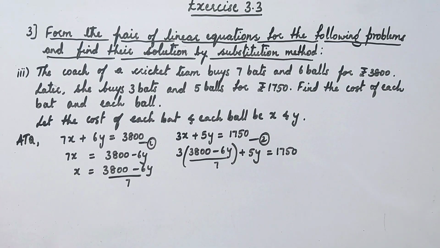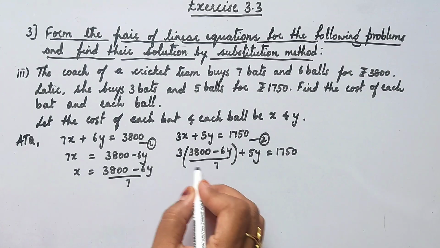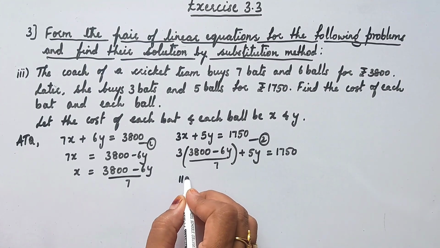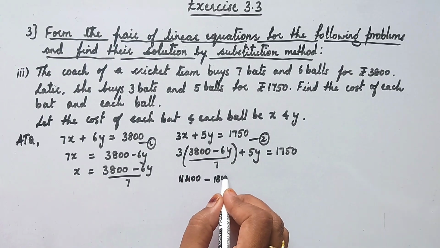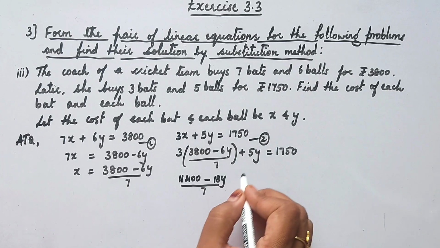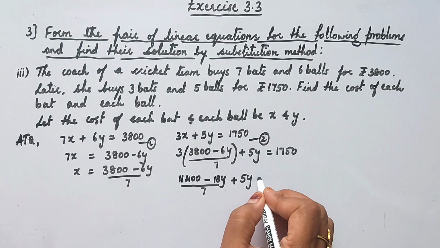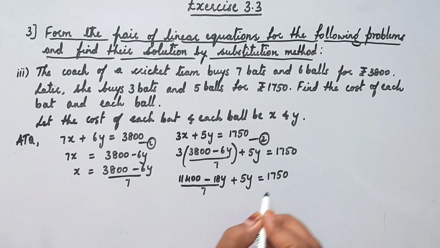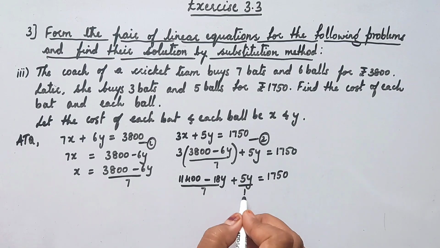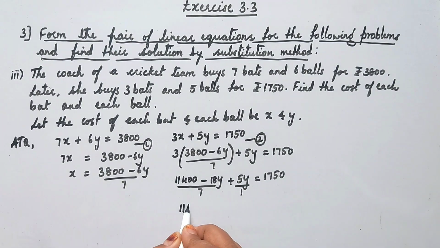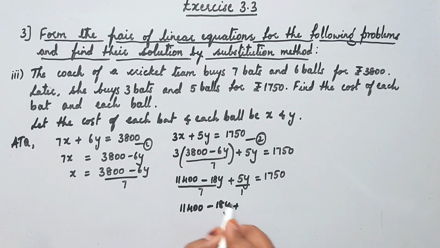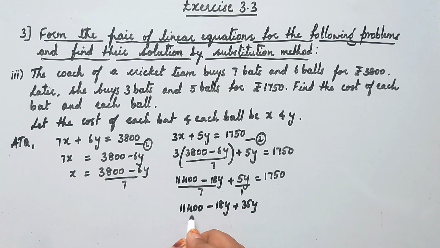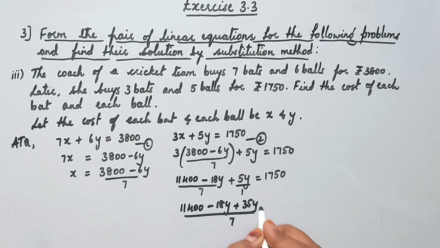Okay, when I multiply this, I am going to get 11,400 minus 3 6s are 18y, whole divided by 7. This is plus 5y equal to 1,750. Okay, let me take the LCM. Cross multiply you can do. 11,400 minus 18y, okay, plus 7 5s are 35y whole divided by 7 equal to 1,750.